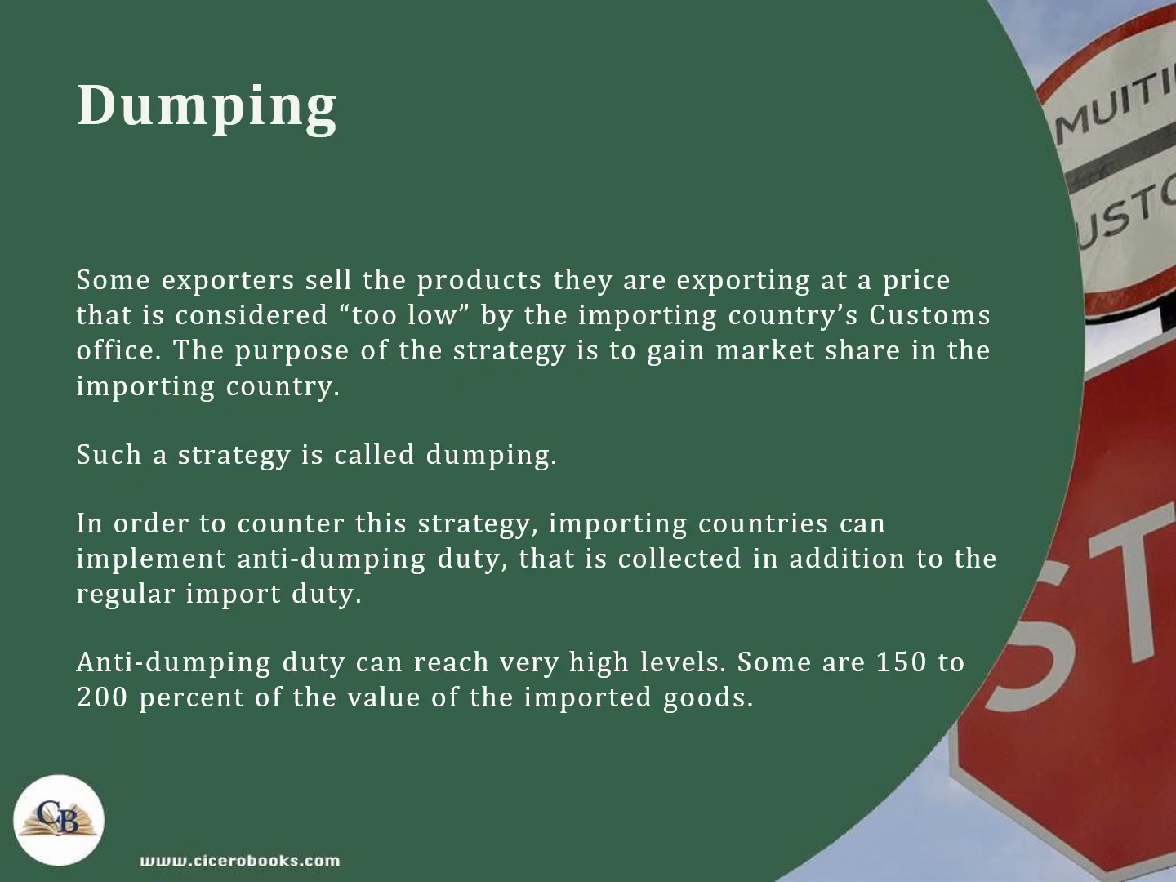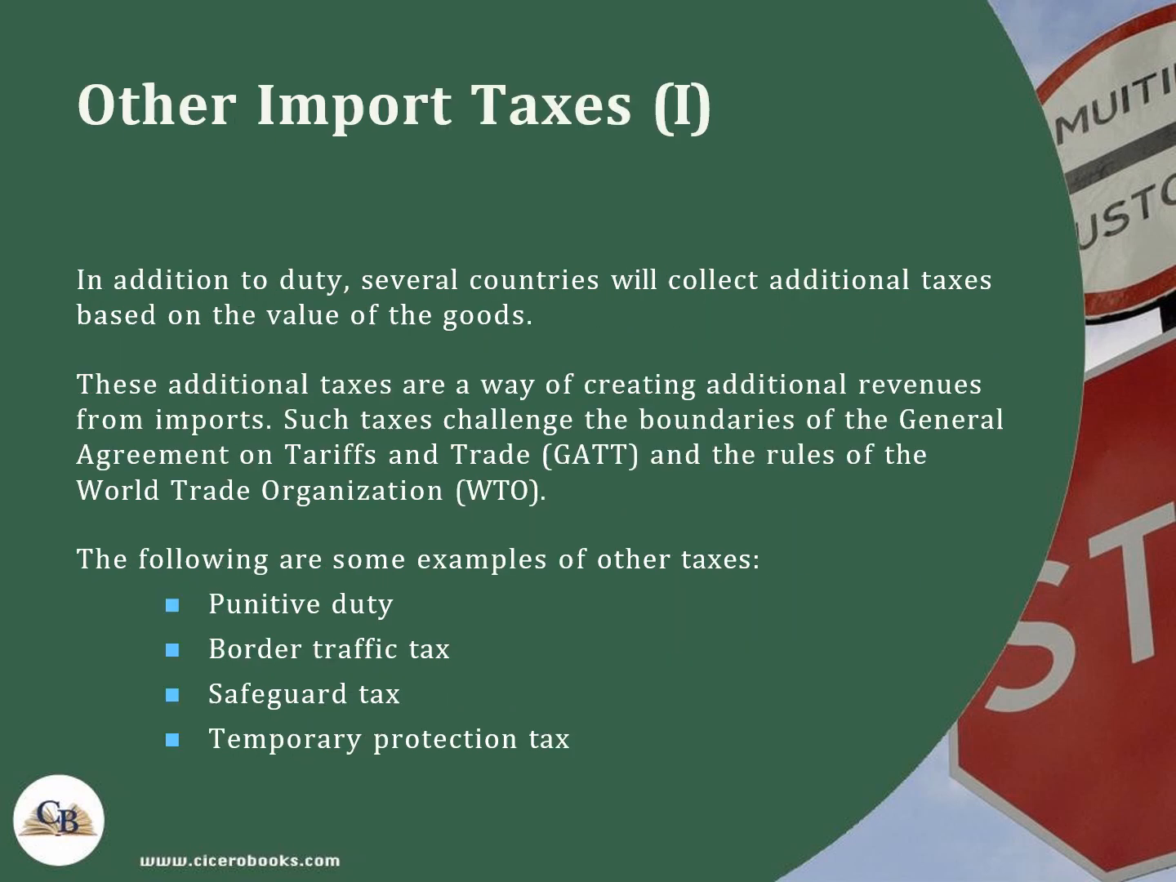Dumping. Some exporters sell the products they are exporting at a price that is considered too low by the importing country's customs office. The purpose of the strategy is to gain market share in the importing country. Such a strategy is called dumping. In order to counter this strategy, importing countries can implement an anti-dumping duty that is collected in addition to the regular import duty. Anti-dumping duty can reach very high levels. Some are 150 to 200% of the value of the imported goods, so it depends on the country.